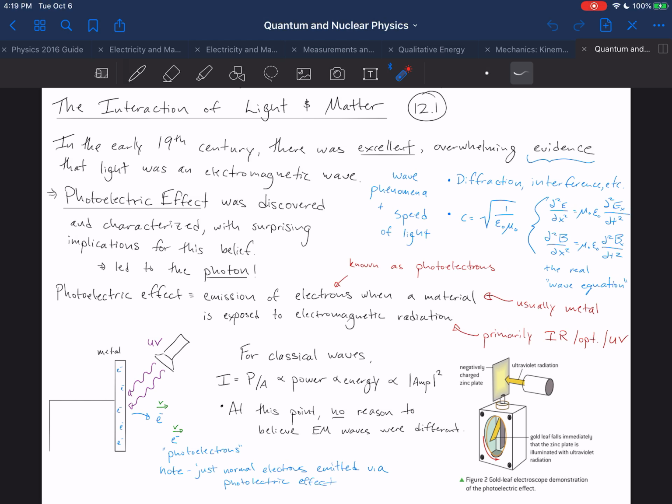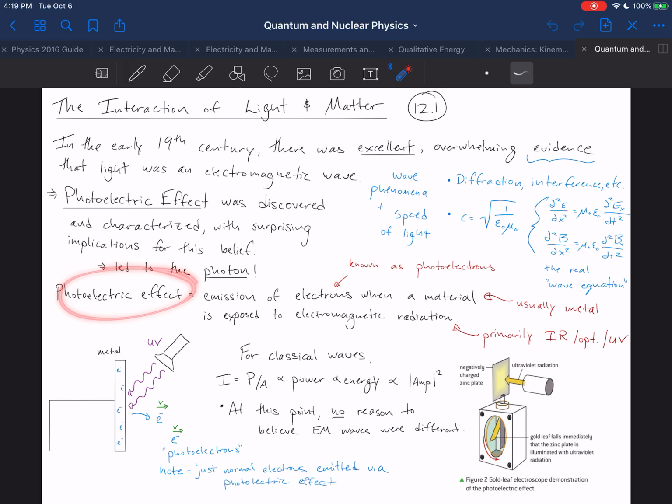So, last time we introduced the idea of the photoelectric effect, and we described it as the emission of electrons when a material is exposed to electromagnetic radiation. Those electrons are known as photoelectrons. The material is usually a metal, and the radiation involved is usually IR, optical, or UV radiation.